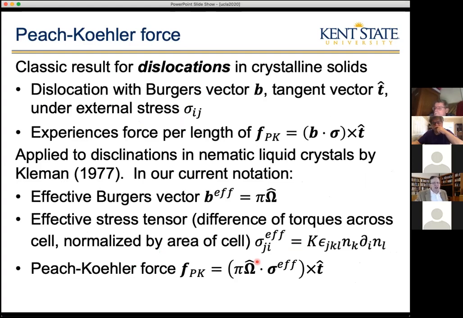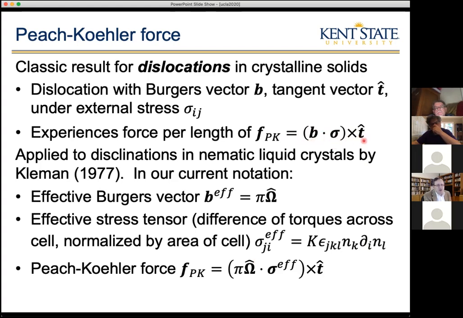Okay, the point is, crystalline solids are full of defects called dislocations, okay, which are defects in the crystalline order. And if you apply some external stress to a crystal, like you try to shear the crystal, right, that imposed stress field creates a force on the dislocation. That's called the Peach-Koehler force. The equation for it looks like this, okay? The Burgers vector dotted into the stress tensor cross the tangent vector.